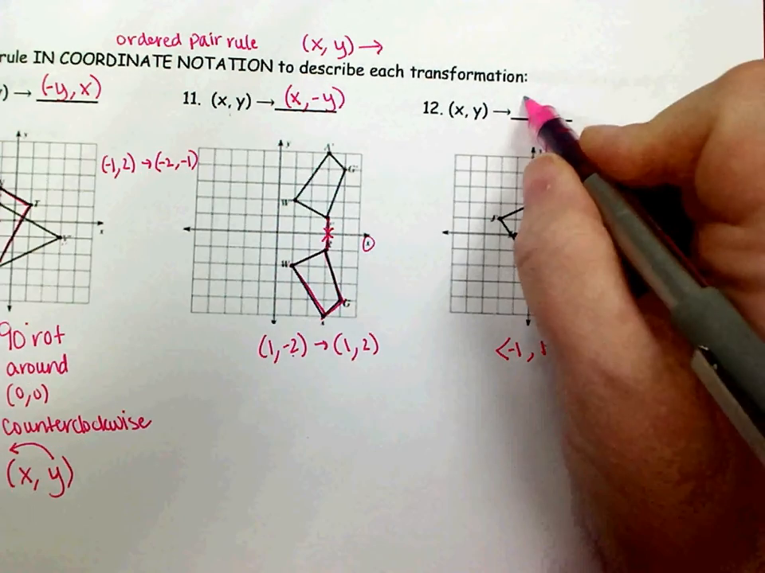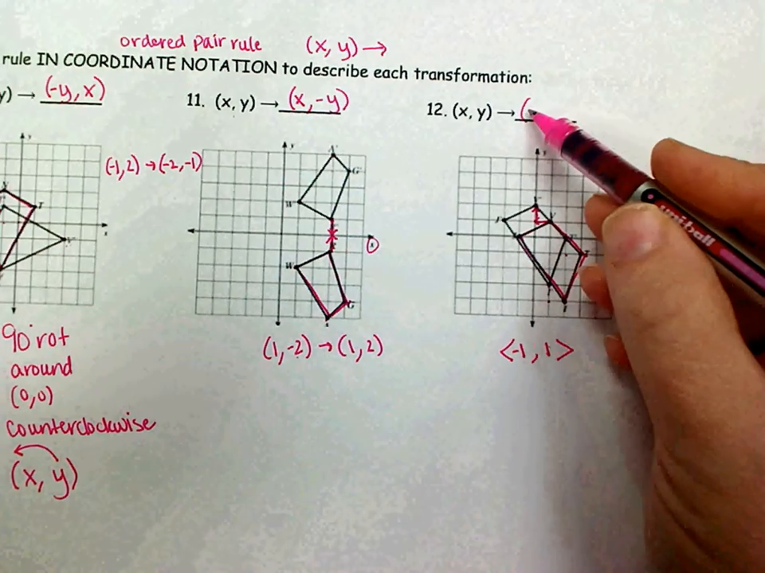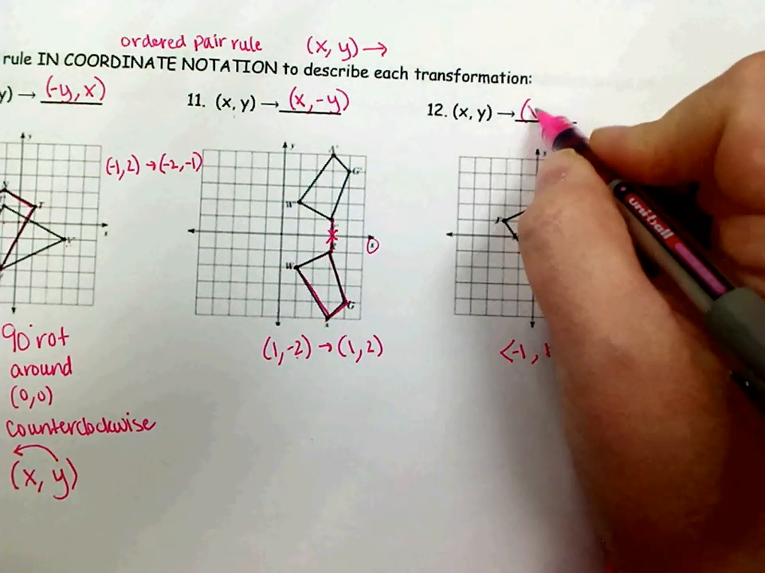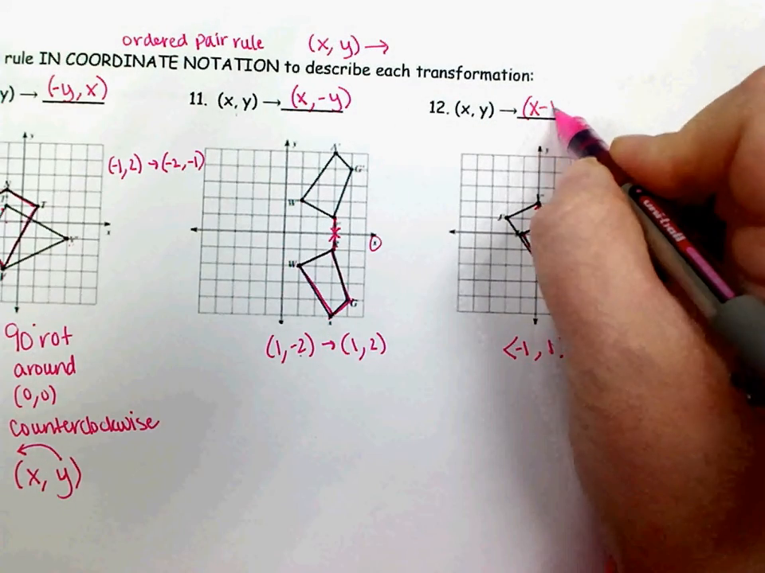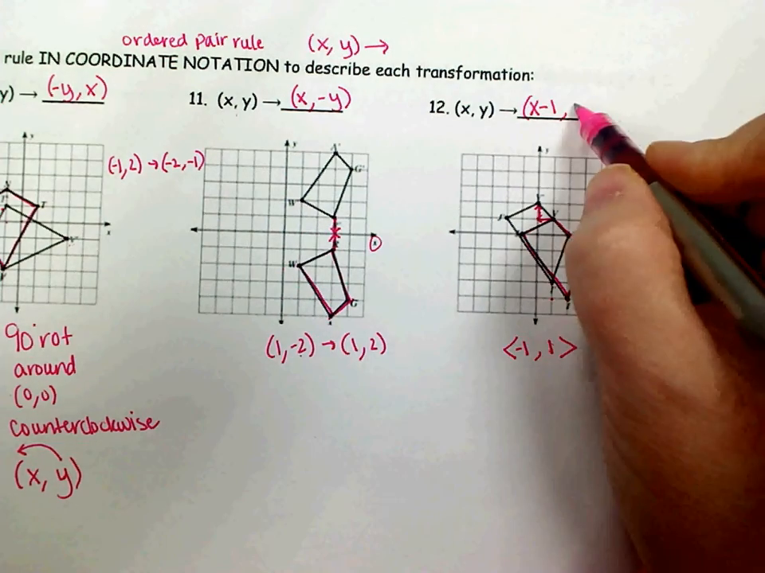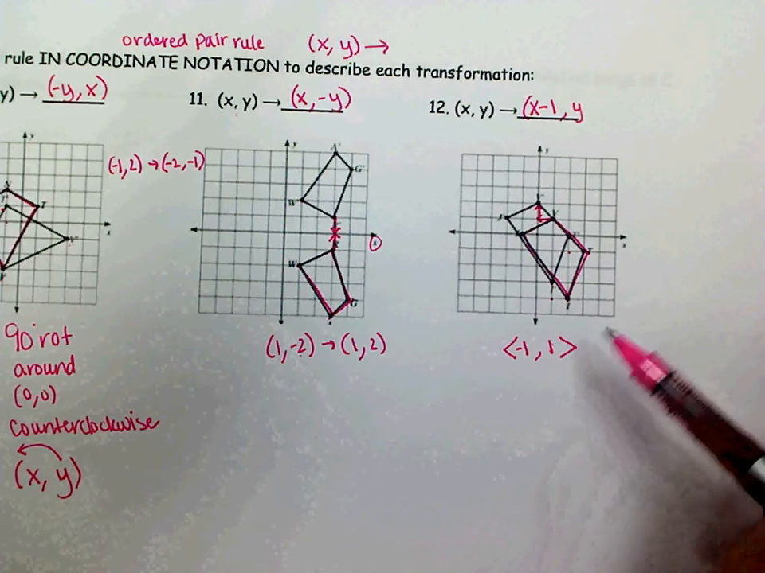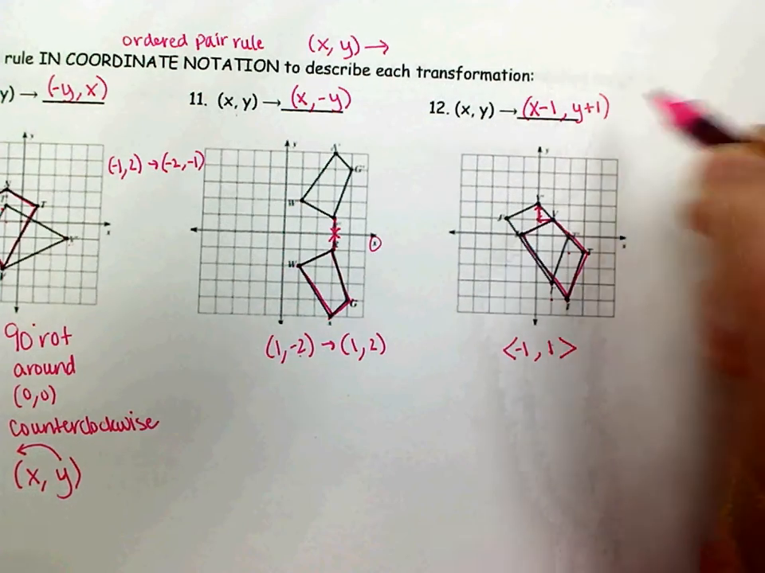So you're going to tell what you're doing to the X. So don't just put -1 there. You have to say what you're doing to the X. Since you're going left 1, you are subtracting 1 from the X coordinate. If you were going right, you would add, but when you go left, you subtract. And then what am I doing to the Y? That's the up and down movement. Since I'm going up 1, I'm going to add 1. If I was going down, I would subtract.